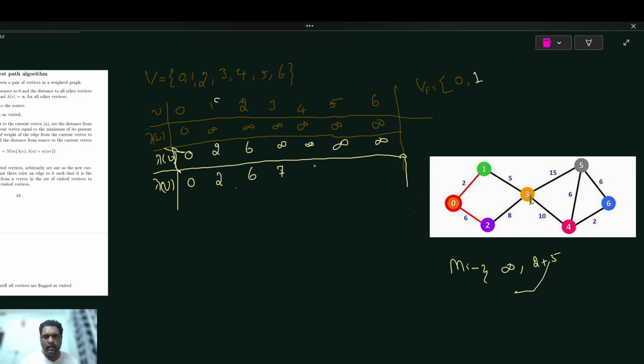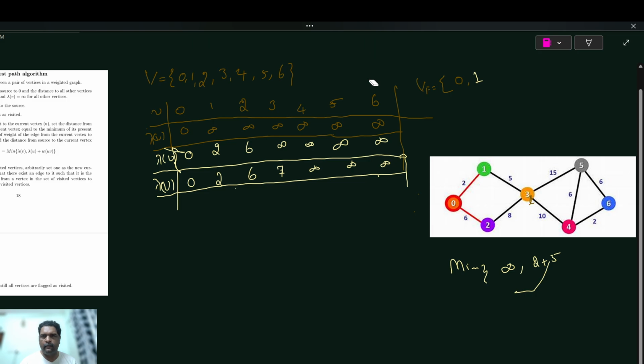And since there is no edge from 1 to 4 or 5 or 6, the lambda values for those vertices remain the same. So far we have visited the vertices 0 and 1. Now we have to change the current vertex from 1 to a new vertex.